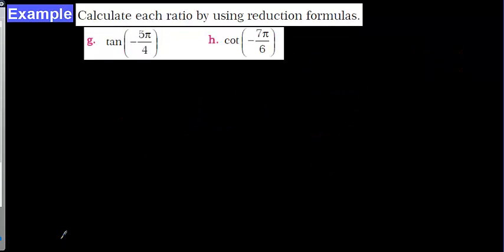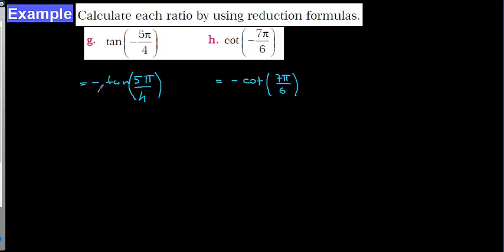If we solve questions for the radian, firstly, I need to explain the negativeness. Negative tangent 5 pi over 4 is going to be equal to negative cotangent 7 pi over 6.